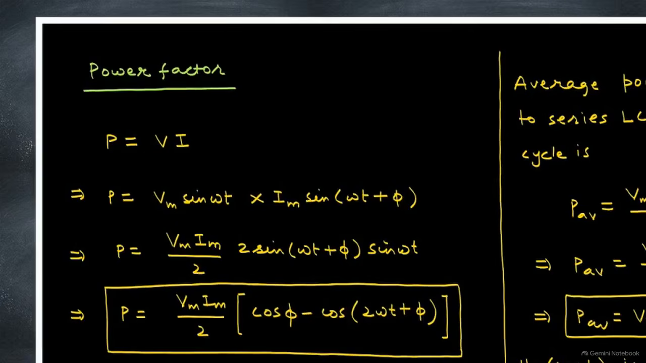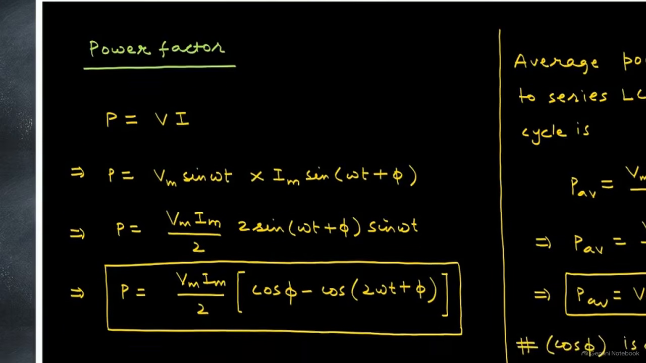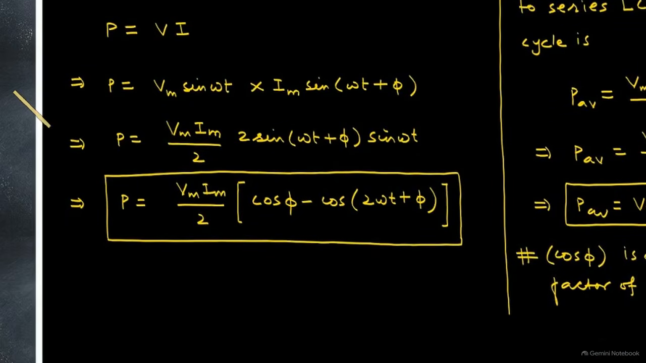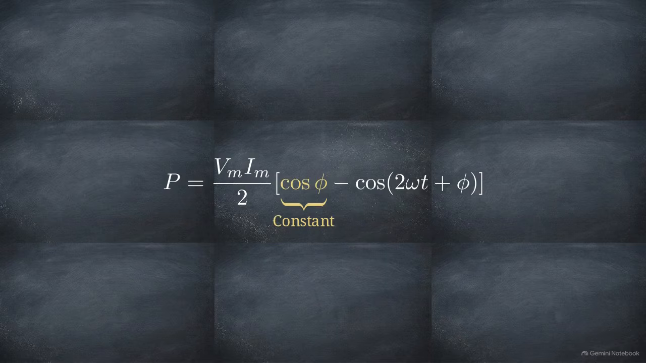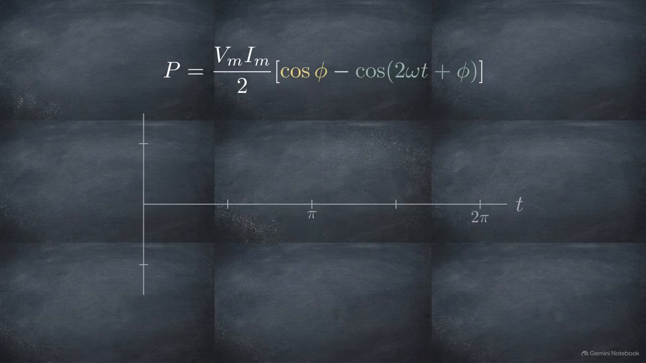Starting top left, we multiply the sinusoidal functions for voltage and current, incorporating the phase difference phi, to get our baseline formula. Applying the product to sum formula, we expand that initial equation into the middle boxed form. Notice how this expanded equation splits into two distinct halves. On the left is a constant term based on the phase angle. On the right, a time-varying term based on frequency.